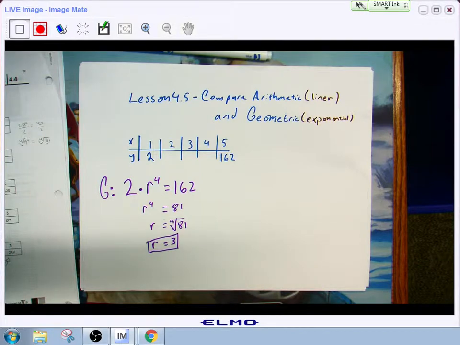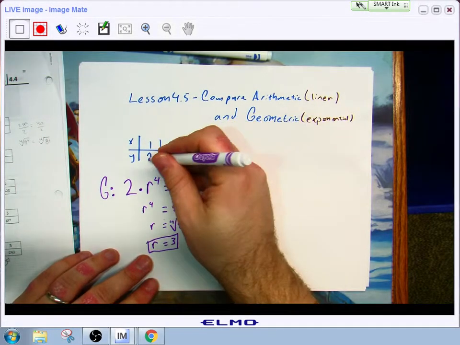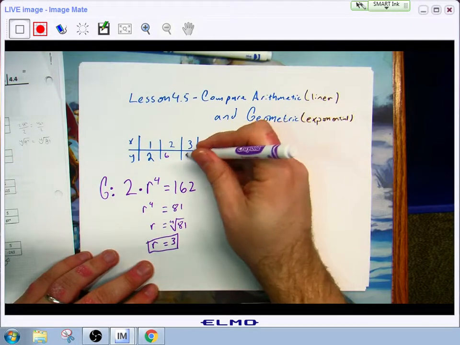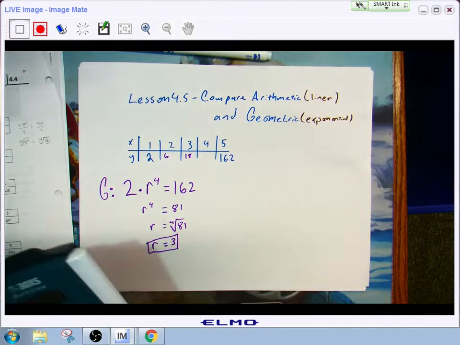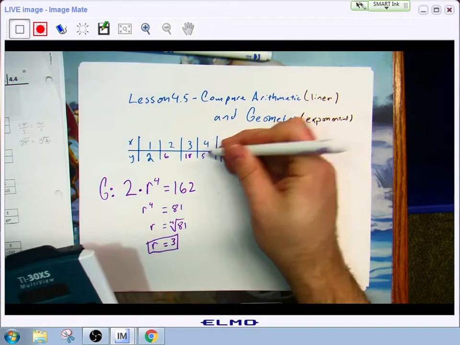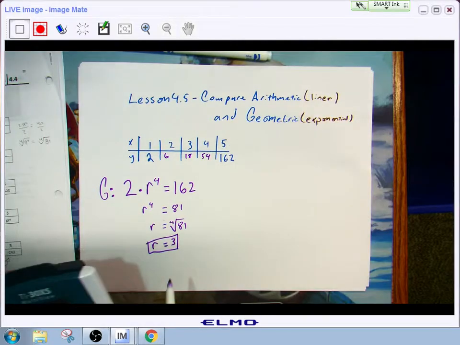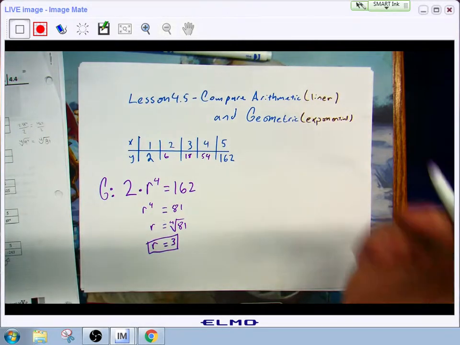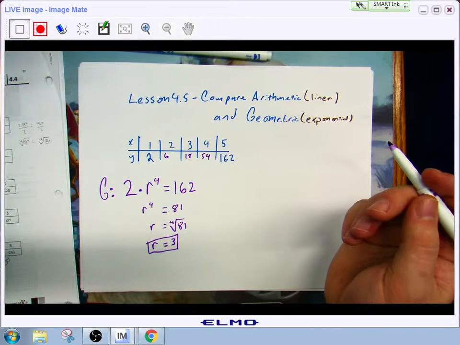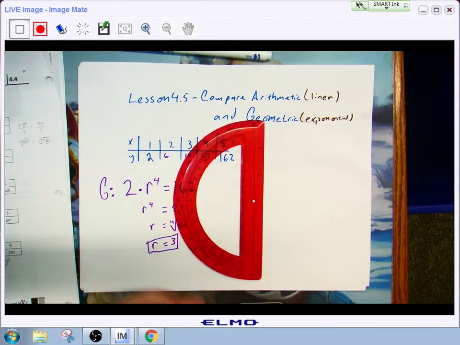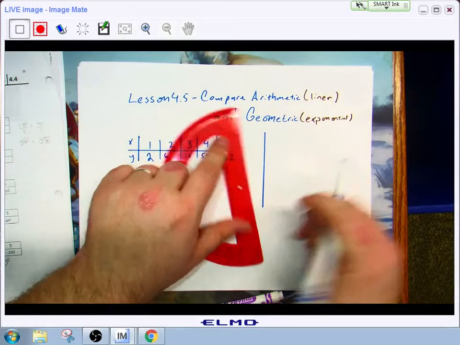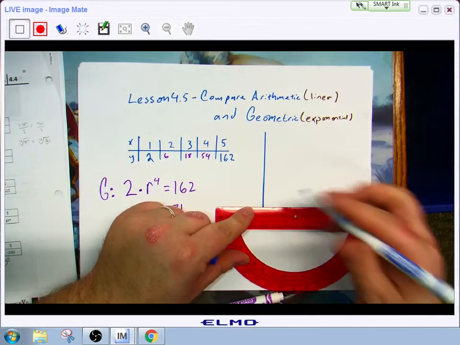That means I'm multiplying by 3 each step. So 2 times 3 is 6, times 3 is 18, times 3 is 54. Is that right? 54. 54 times 3 is 162. Okay. And so I'm able to construct that by figuring out that ratio. And in fact, if I were to graph this, which I will right now, let's look to see what it looks like.